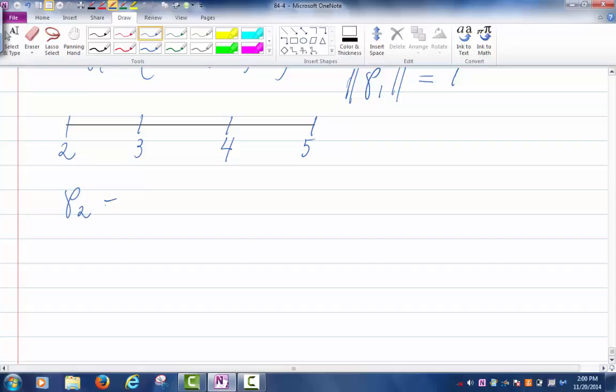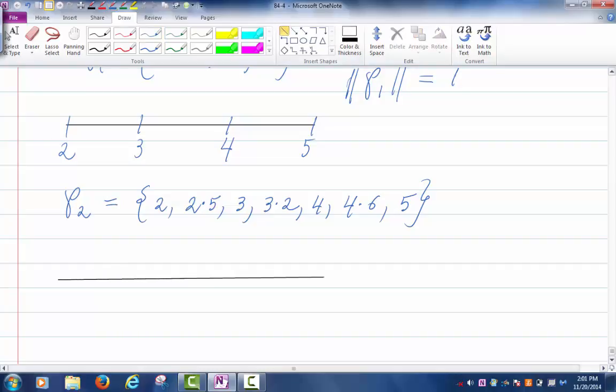Let's pick P2 to be the partition 2, 2.5, 3, 3.2, and then 4.6, and of course, remember, you always have to pick 2 and 5 because these are the endpoints of the interval. So then, in picture, how does it look?